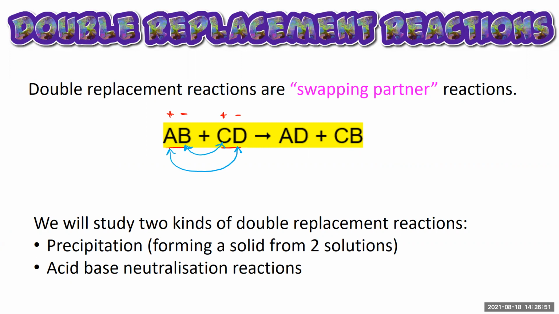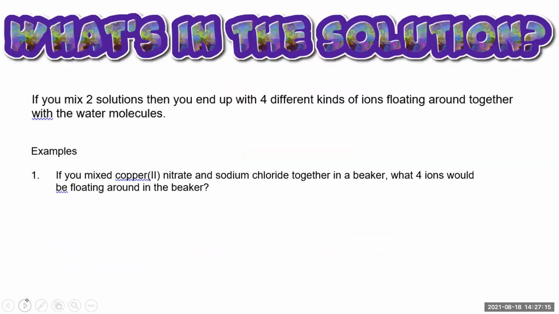So we're going to look at two different kinds of double replacement reactions. First of all, precipitation reactions. This is when you form a solid from two soluble substances, two things in solution. And later on, we're going to look at acid-base neutralization reactions as well. Today, though, just precipitation. So the first thing we need to think about when we're doing precipitation reactions is we need to be able to predict what is in a solution.